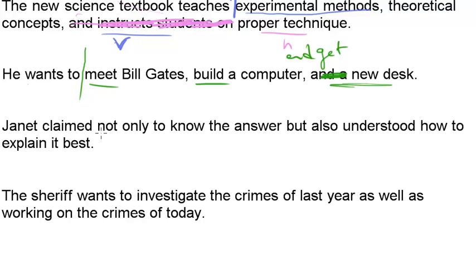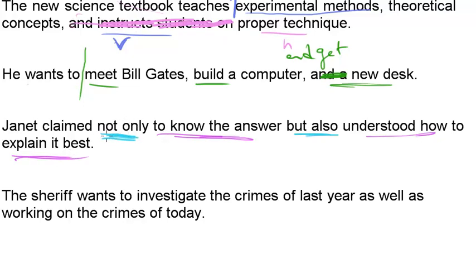Well, notice we've got the correlative conjunction not only, but also. Now, we're going to talk more about these word pairs in a later video, but the key is when we've got not only, but also, the thing that comes after it has got to be of the same form, just like in the parallel structure we saw above. So, Janet claimed to know the answer. Great. Janet claimed understood how to explain it best. No good.